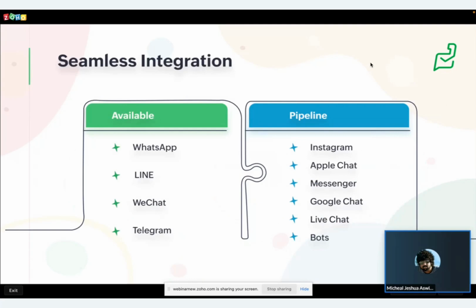So these are the different platforms and applications that we have under IM right now. That is WhatsApp, Line, WeChat, and Telegram. And apart from that, we are also extensively working on all other platforms, such as Instagram, Apple Chat, Google Chat, and so on. So you might be seeing them unfolding day by day or in a month or so.